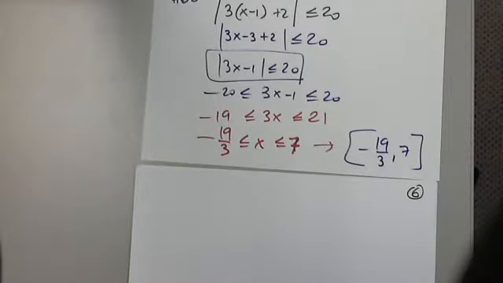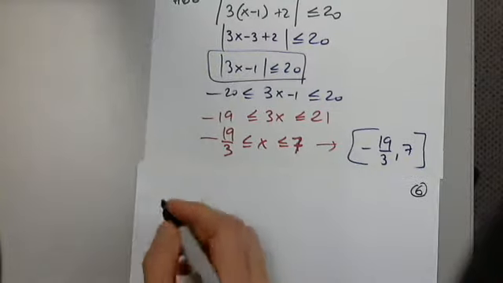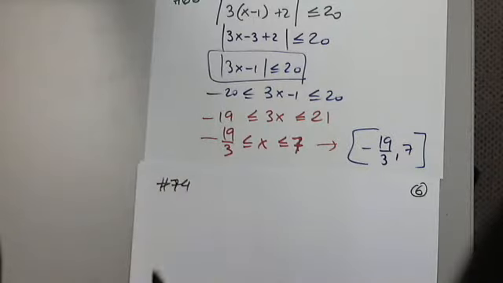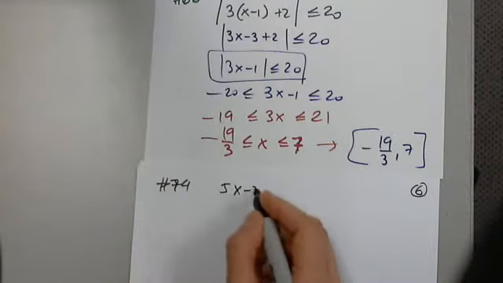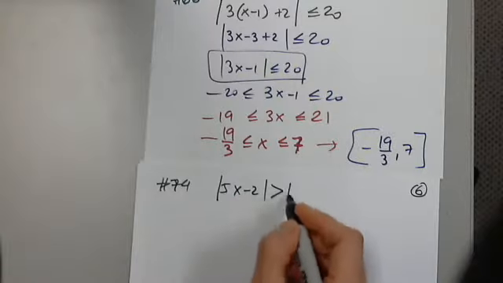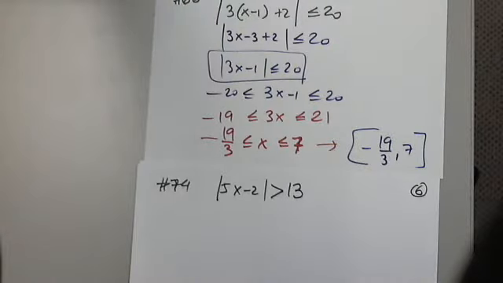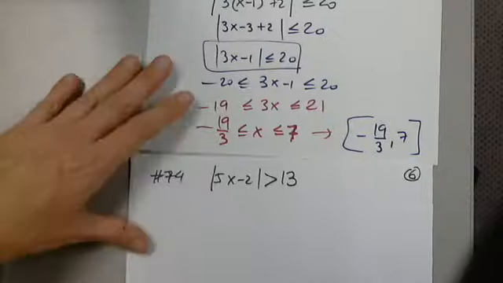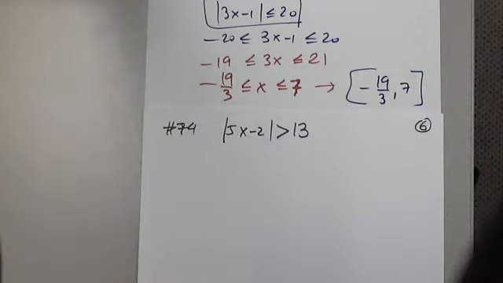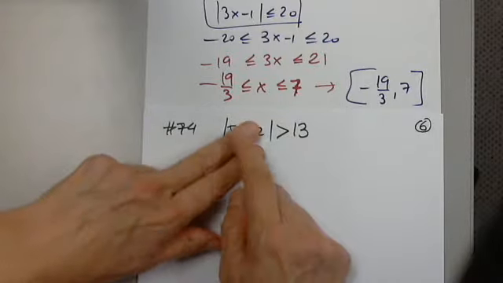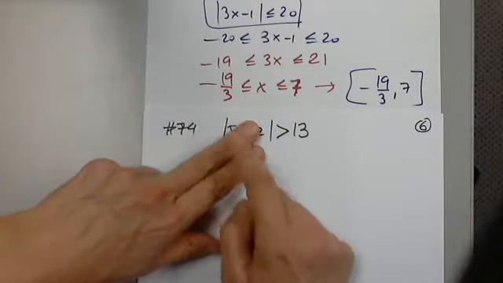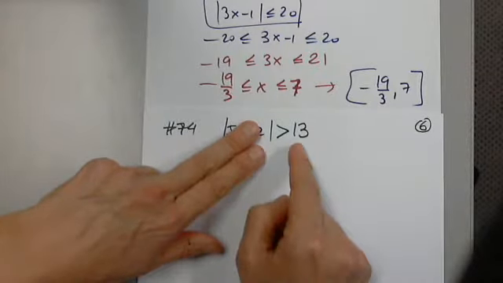So let's look at another. See how we do on the next one. Let's look at 74. And this is the absolute value of 5x minus 2 greater than 13. Again, we have to analyze the situation. We don't know yet which type it is. So let's read it. I'm trying to find these numbers whose distance from 0 is more than 13 units.